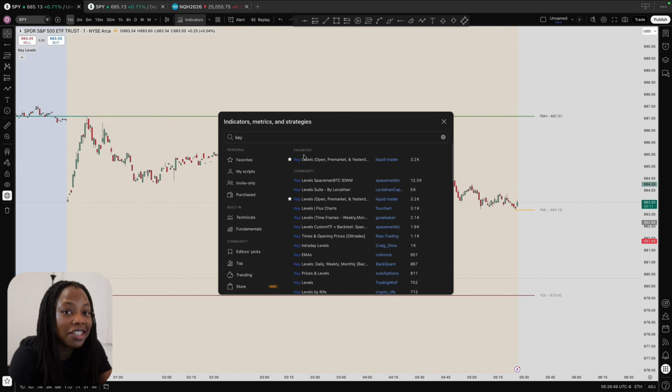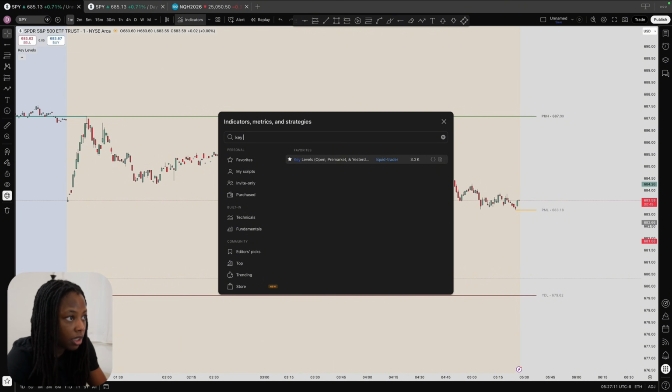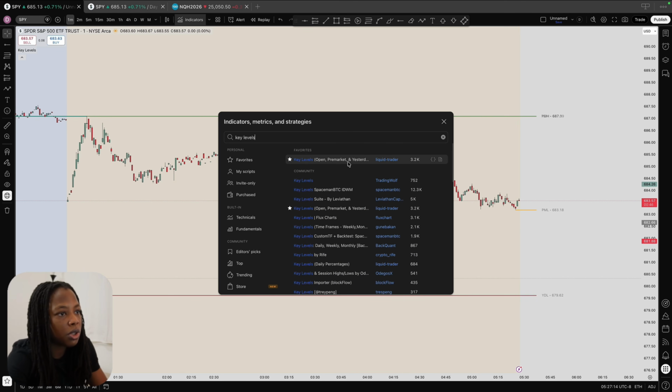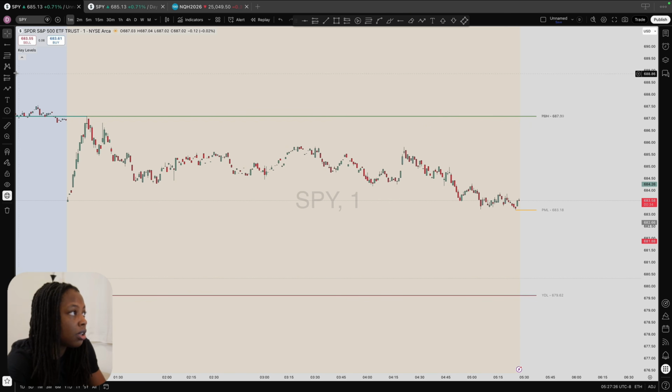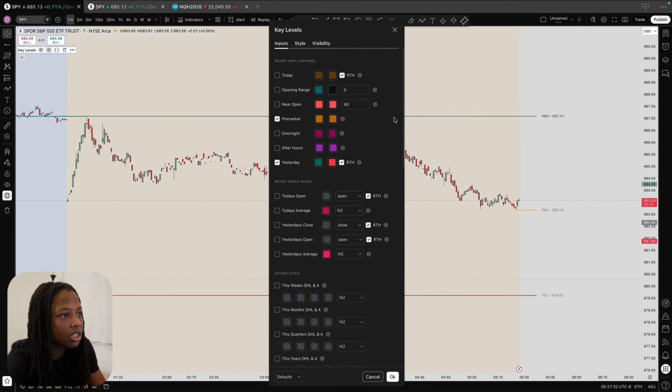As promised, the name of this indicator that draws the pre-market high and pre-market low for you, depending on the session you're trading, is Key Levels by Liquid Trader. I really like this indicator. So once you go to indicators, you search key levels, it comes up. It's already marked as a favorite for me because I already have it, but it should come up, and then all you need to do is to star it, click on it, and it should come up right here on your TradingView, and then you can adjust the settings to your preference.